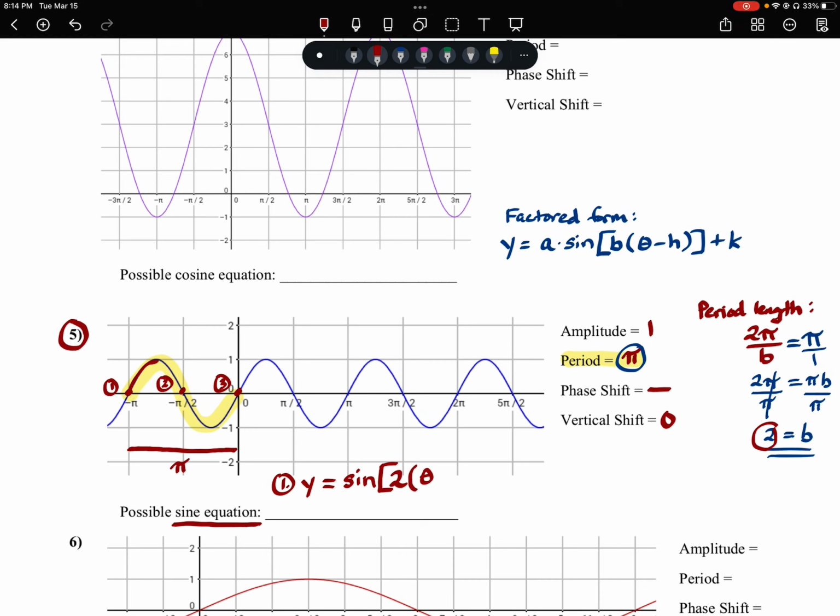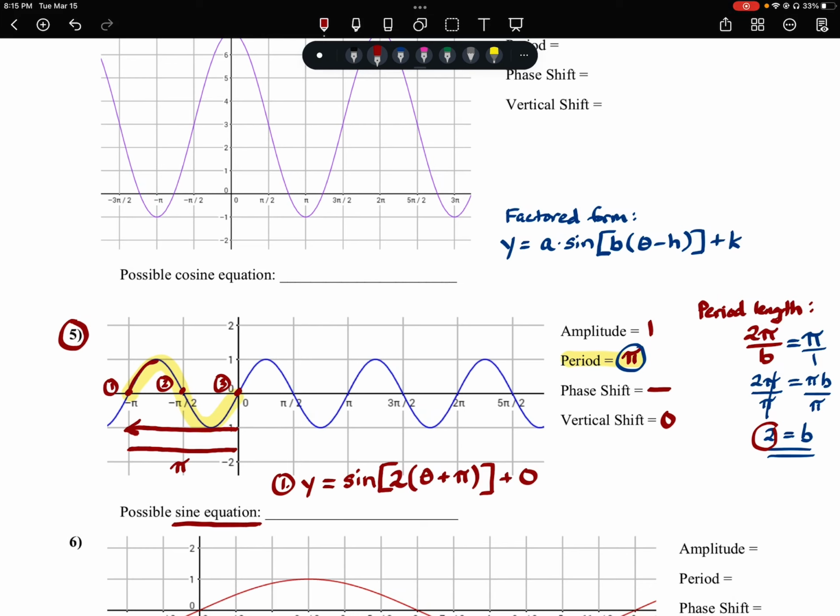And then now, because I'm doing it this way, I can see that my phase shift is back pi units. So we're going to the left pi units, which means we need to add pi there. And then at the very end here, we'd have our k value, which in this case is just plus 0. If you want to write it in there, you can, but it's not necessary.